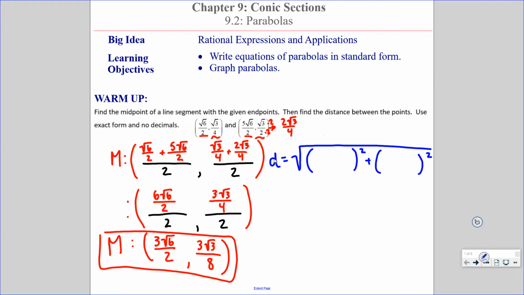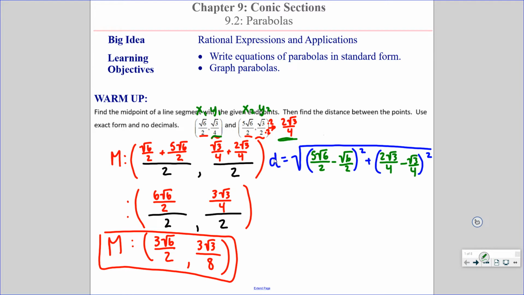All right, so I started with this point. I called this x2, y2. Again, you can label if it helps you. So I've got to do 5 root 6 over 2 minus root 6 over 2. We already got common denominators. We're good. All right, same thing. I'm going to keep this one with my common denominators: 2 root 3 over 4 minus root 3 over 4.